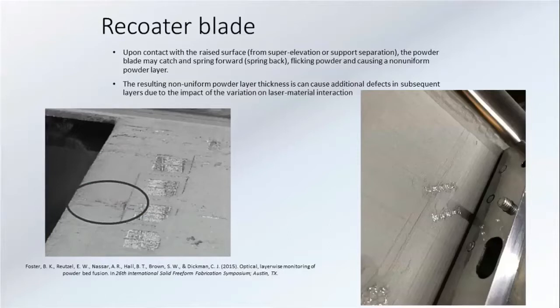So these are more of the recoater blade defects that you can see. We're going to cover the picture on the left first. You can see where it caught the part, and then so you had some features on that part that are sticking up above the surface instead of down below.